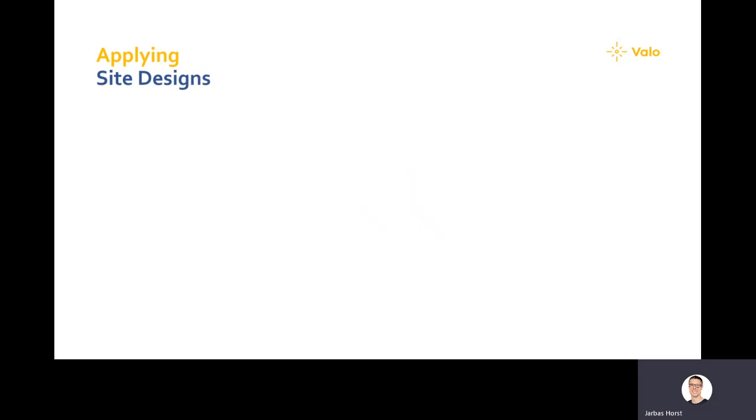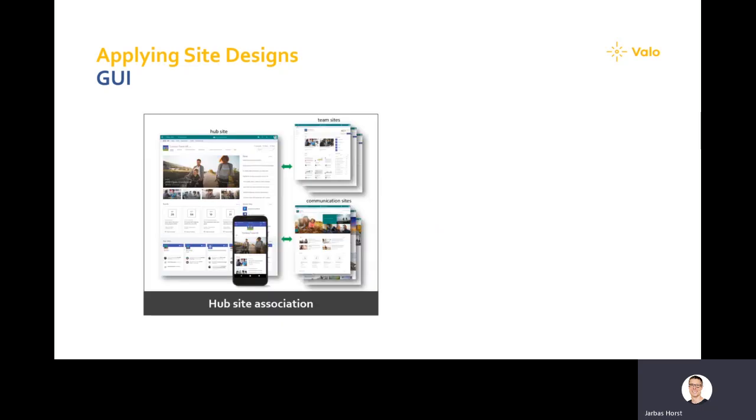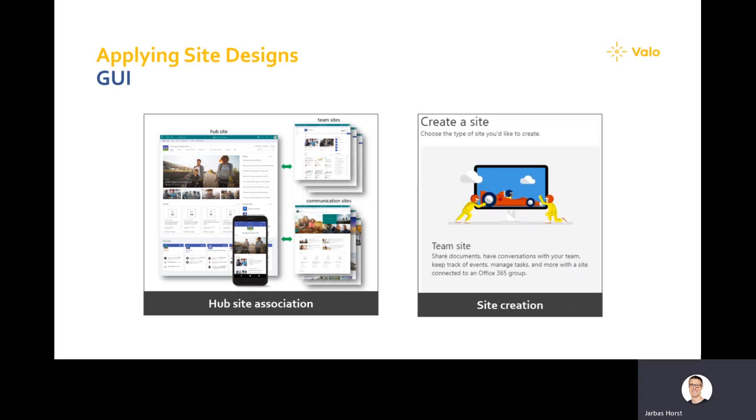All right. Now, how can I apply site design in different ways? I can do that from the SharePoint UI, and I can also do that programmatically using PowerShell, REST, and the client-side object model. If I do that using the SharePoint UI, I can apply the site design during hub site association. For instance, when I add a communication site to my hub site, a site design will be then applied to the communication site. As I have demonstrated before, you can also apply a site design during site collection creation.